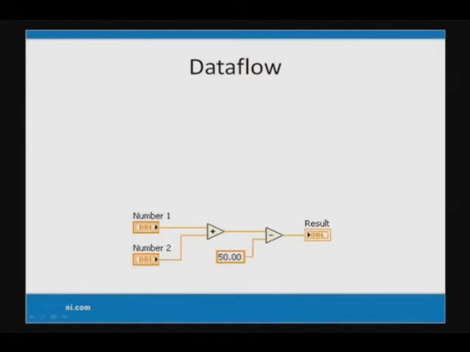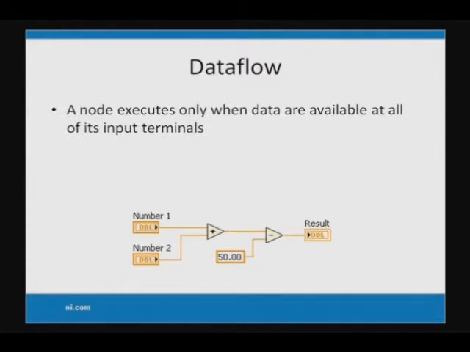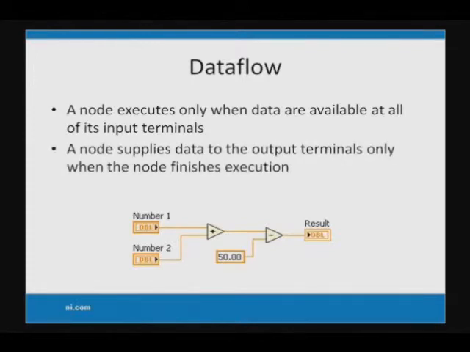While wiring a VI, it is also important to keep track of the order in which elements are wired and how this impacts the sequence of events that take place during execution. The data flow model is used in LabVIEW to determine this sequence of events. When determining data flow, there are two basic rules about the execution of a function or sub-VI. One is that the node executes only when data are available at all of its input terminals. The second is that a node only supplies data to its output terminals when it finishes execution.